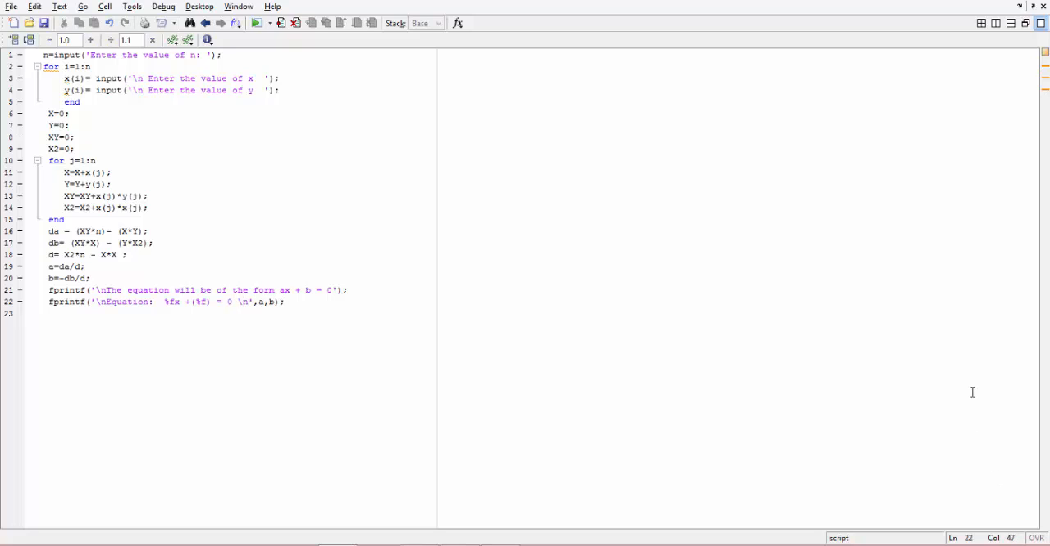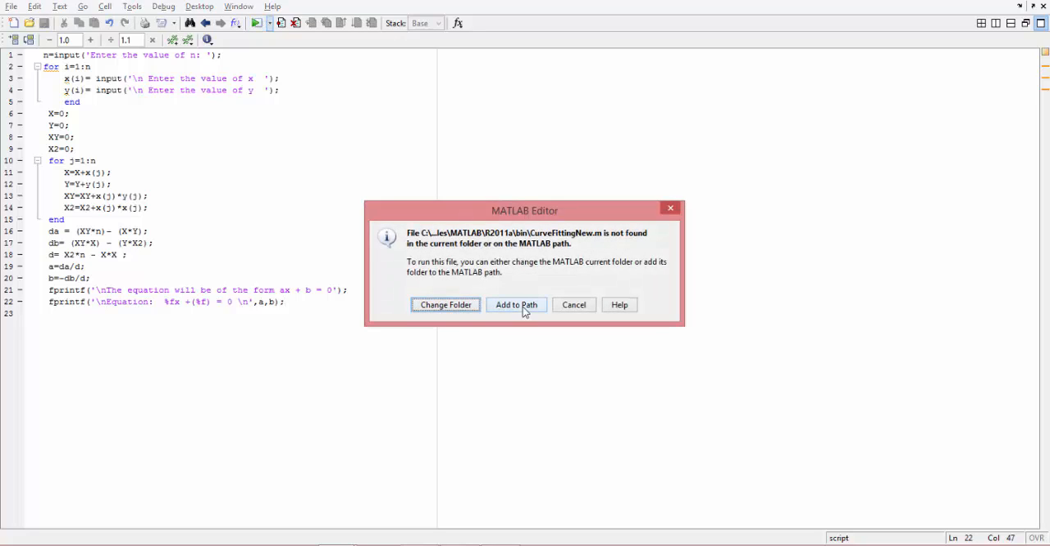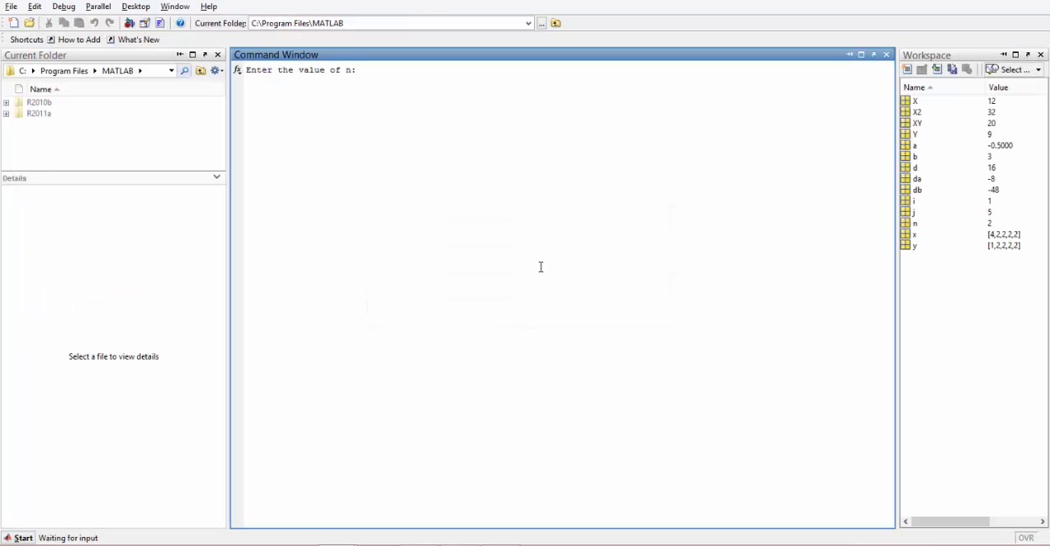So now I can show you, we can run this code. It is asking me to enter a value of n. Suppose I enter the value as 2. Now it wants me to enter the value of x. So let it be 1. Another value for y, 2.